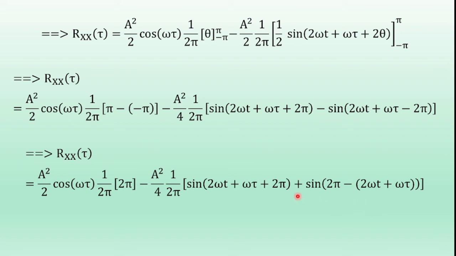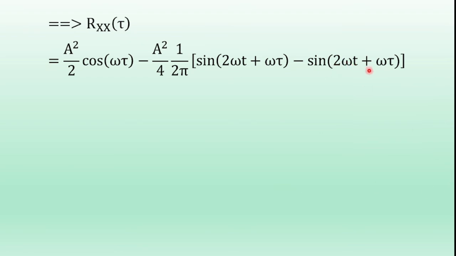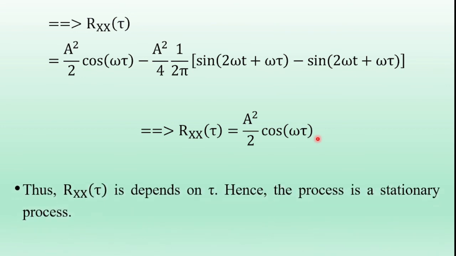Now here there is a plus before, and plus into minus is minus. So that is minus sin of 2 omega t plus omega tau. This is the plus term and this is the minus term, so the plus term and minus term cancel. Therefore this within the bracket term is 0. Therefore Rxx of tau is equal to A square by 2 into cos of omega tau. So the autocorrelation function of the random process depends only on tau. So the condition is satisfied. Hence the given random process x of t is a stationary random process.